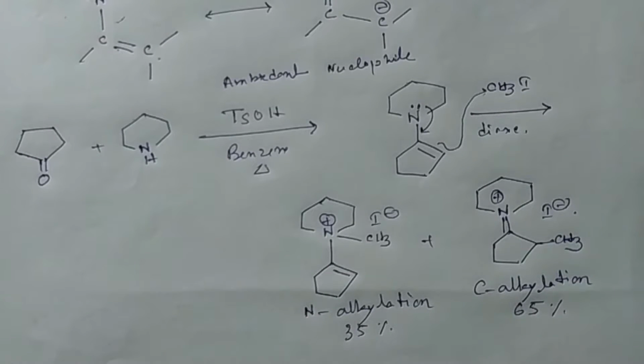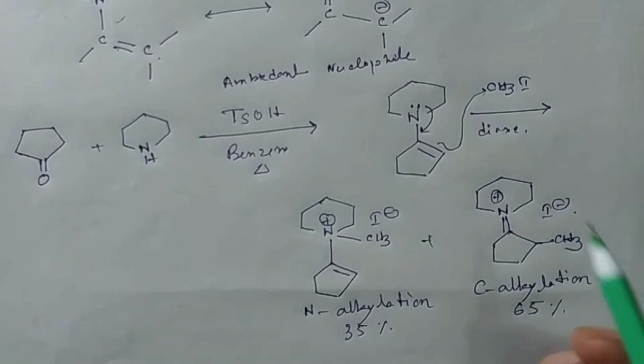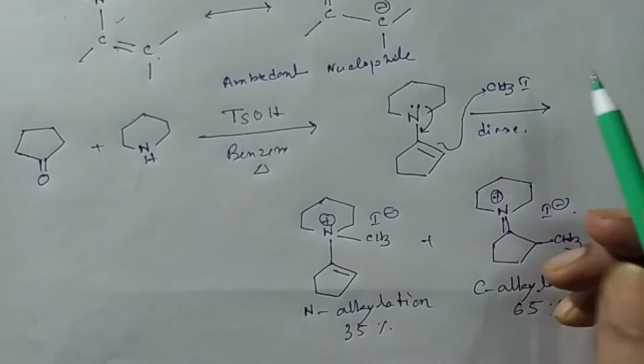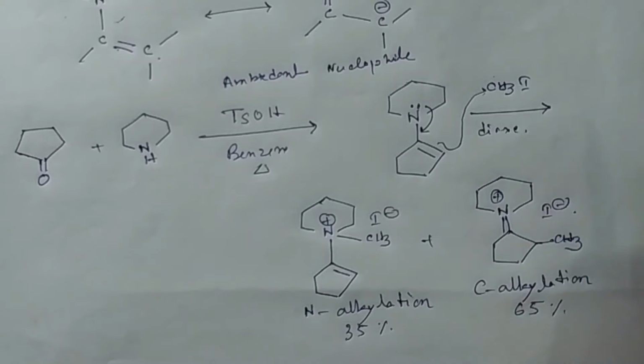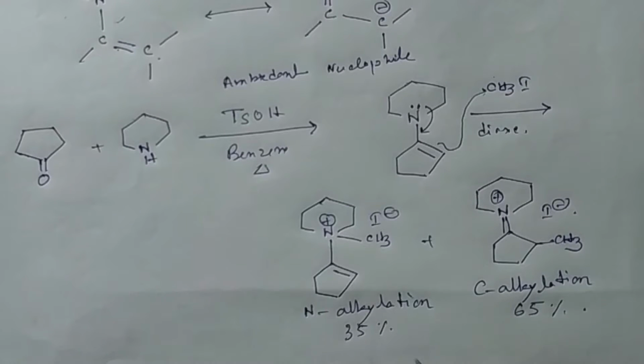So what you can get from here is that the carbon center, which is a soft center, will favor the soft interaction with this incoming alkylating agent, because there is a delta plus charge at the carbon center. So that will carry out a soft interaction. The C-alkylation product is the major product, which is 65%, and for the N-alkylation product, N is also a soft center but less soft than the carbon center, so that also gives a significant amount, which is 35% yield.